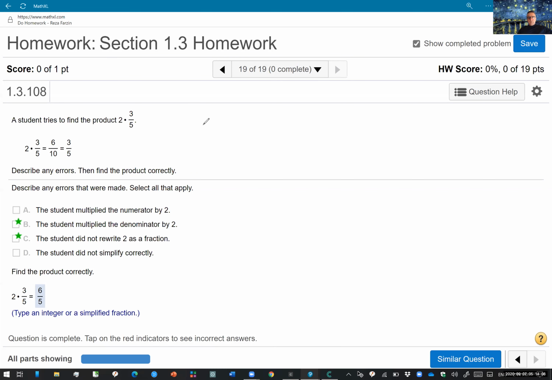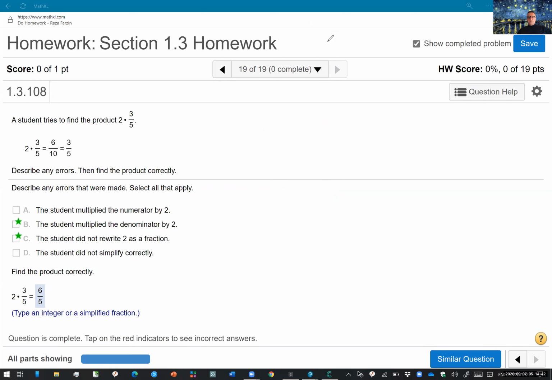2 times 3/5, right? Really, that's the same as what? 2/1 times 3/5. That's why you should always put those invisible ones in, so you don't make the same mistake. Then you multiply what? Across, and you get 6/what? 5. All right. Any other questions on 1.3?